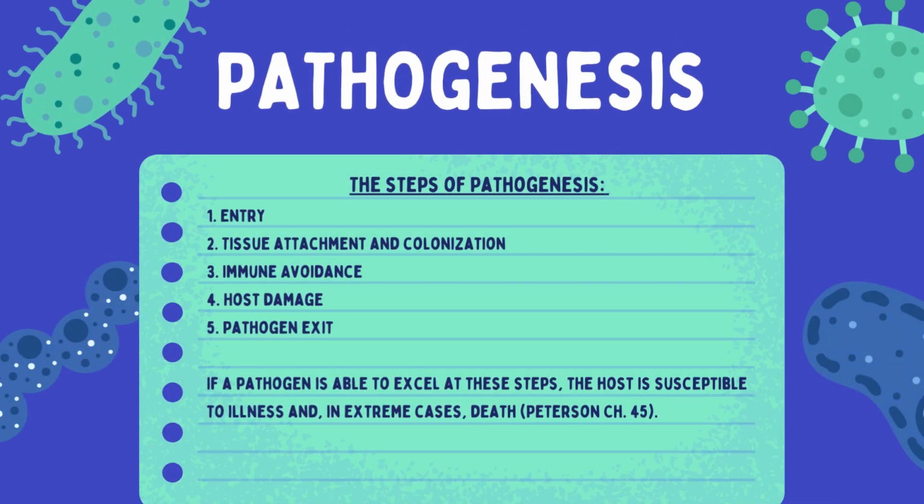So going back to our pathogenesis slide, I'm going to talk a little bit about the steps of pathogenesis. Pathogenesis is basically how a pathogen can be successful in infecting a host, and it's going to have a direct correlation with high virulence. So if a pathogen has high virulence, it's going to be really good at pathogenesis.